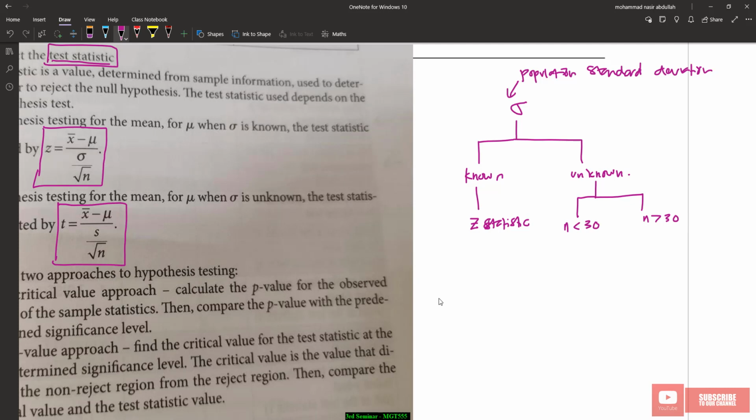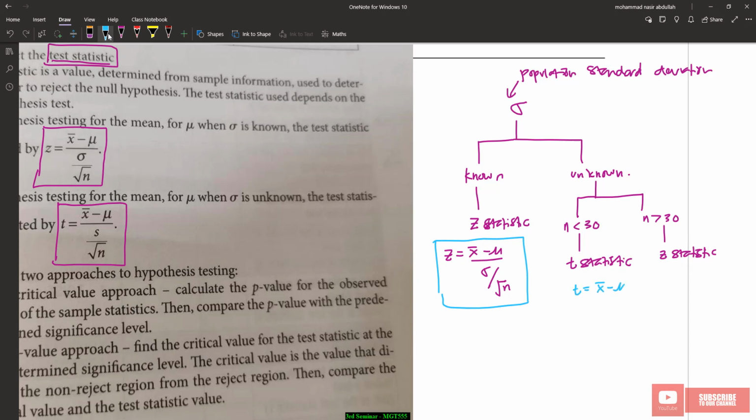But here there are two conditions. If N is less than 30, use the T statistic. If N is more than 30, use the Z statistic. So for the Z statistic, the formula is Z equals X bar minus mu divided by sigma over the square root of N. Right, this is the formula for the Z statistic. For the T statistic, it is X bar minus mu divided by S over the square root of N.